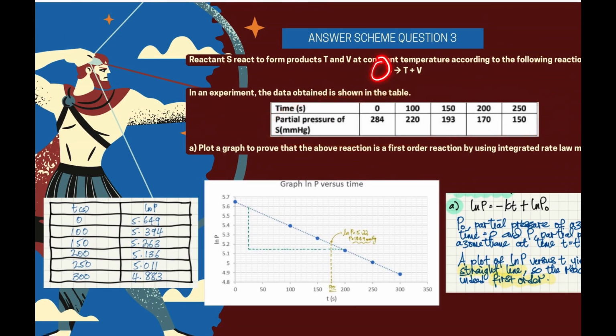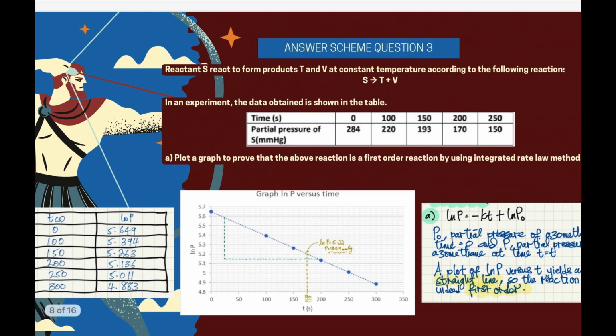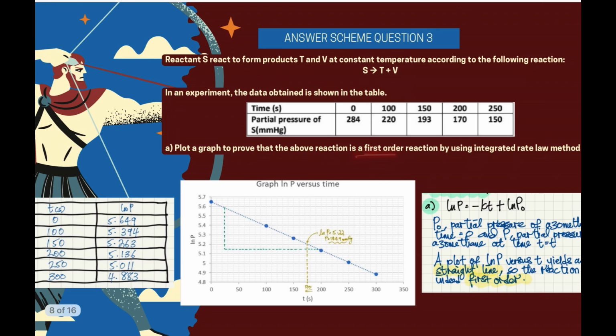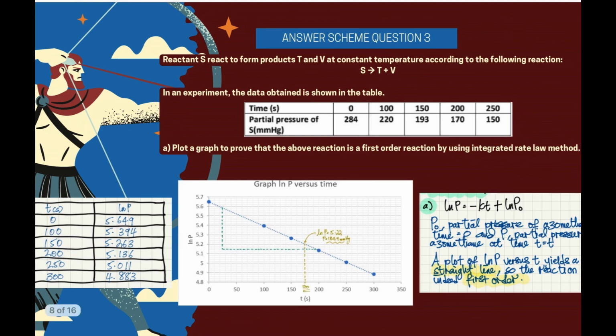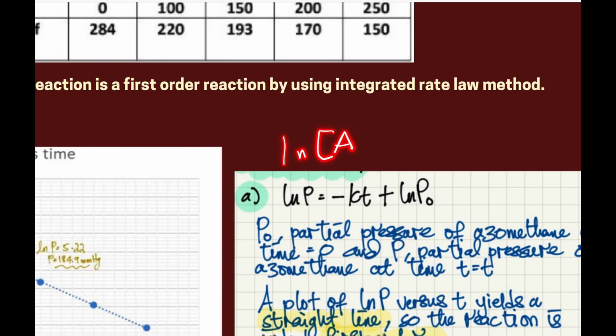Okay, S, okay, dia menghasilkan T dengan V at constant temperature. Dia suruh plot a graph. Okay, ini soalan famous juga. Plot a graph to prove dia adalah first order. Okay, so kalau plot graph first order, okay, graph yang dimaksudkan di sini dia suruh guna integrated rate law. Jadi kamu kena faham bahawa formula yang kamu kena guna adalah this one yang berkaitan dengan ln. Ln concentration A sama dengan negatif KT plus ln concentration A naught.